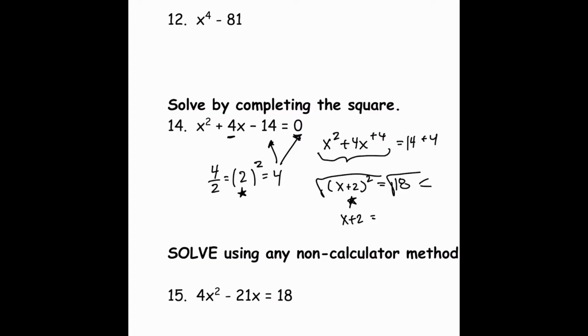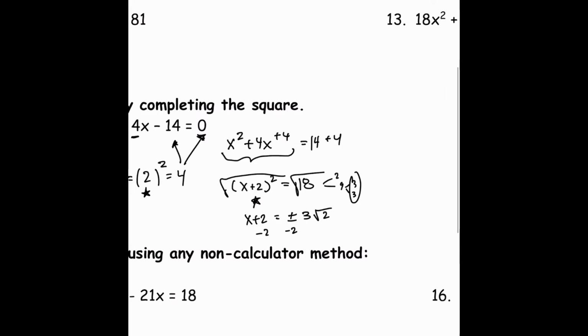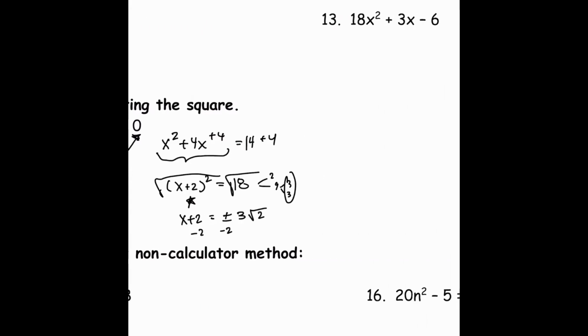So 18, we can factor this: 2, 9, 3, and 3. So I can pull out a 3. So plus or minus 3 root 2. So root 18 is equal to 3 root 2. Subtract 2 from both sides. We're going to get x is equal to negative 2 plus or minus 3 root 2.